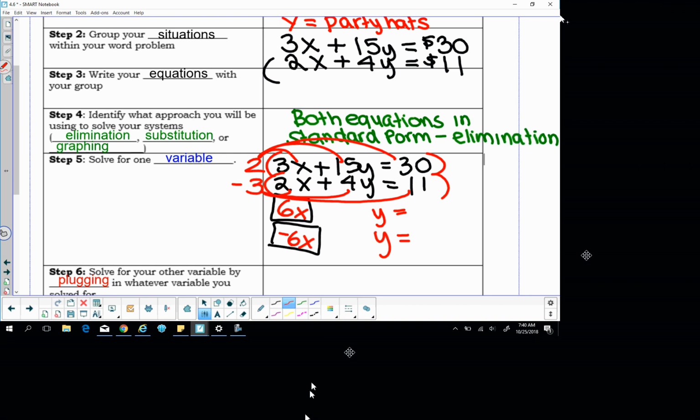So when I multiply 2 times 15, you end up getting positive 30y. And when you multiply 2 times 30, you would get 60. And then we do the same thing with the bottom. We multiply negative 3 times 4, which is negative 12, and negative 3 times 11, which is negative 33.